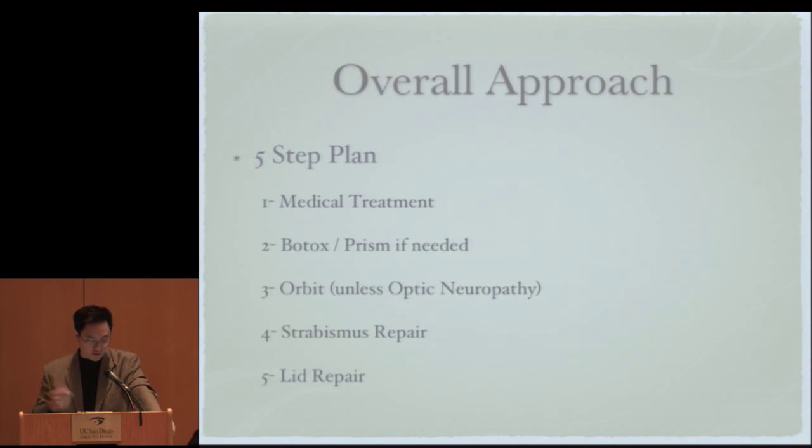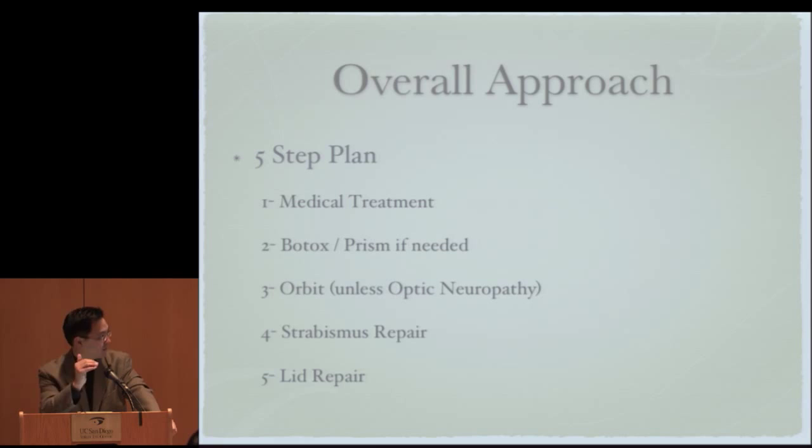So this is the overall approach to the treatment. It's a 5-step plan. We start first with medical treatment. If patients have severe double vision that is intractable, we can use prisms. We can even use Botox. And you think Botox for wrinkles? Well, actually, the first FDA indication for Botox was for the use in double vision, okay? Then we proceed with bringing the eyes in through an orbital decompression.